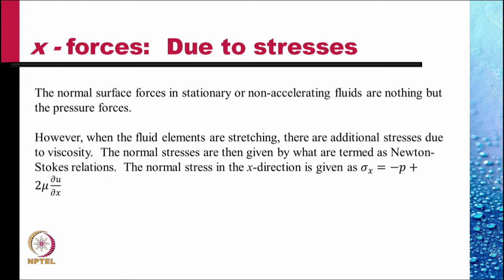The normal stress in the x direction is given as sigma x is equal to minus p plus twice mu del u by del x. Minus p, the pressure here, is the hydrodynamic pressure, and twice mu del u by del x is the normal viscous stress because of stretching of the fluid element in the x direction.